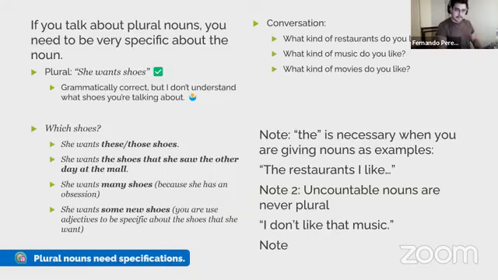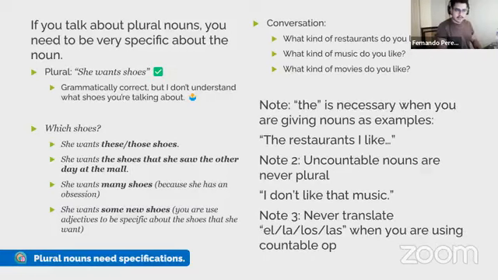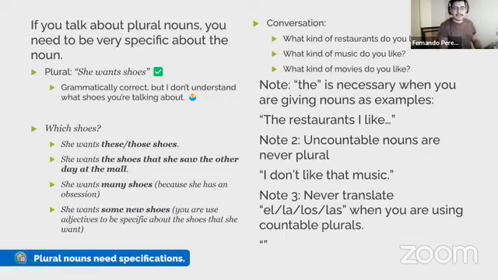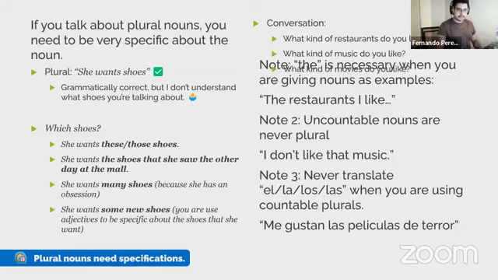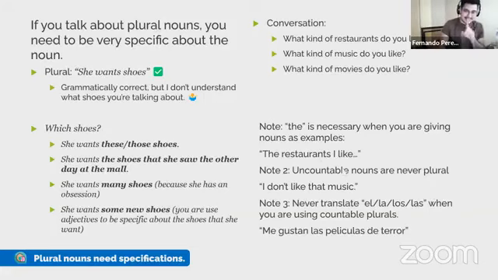Note number 3. Did you see that Brian said, I like animation movies? Right? Never translate el, la, los, las when you are using countable plurals. For example, if you say in Spanish, me gustan las películas de terror, in English it is: I like horror movies. Pay attention, never translate el, la, los, las. Okay, I like horror movies, especially and only when you talk about countable plurals.